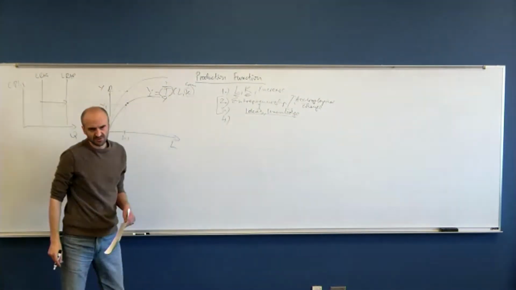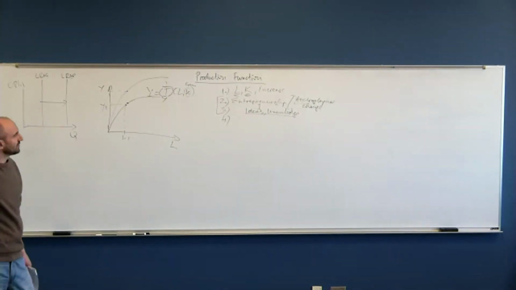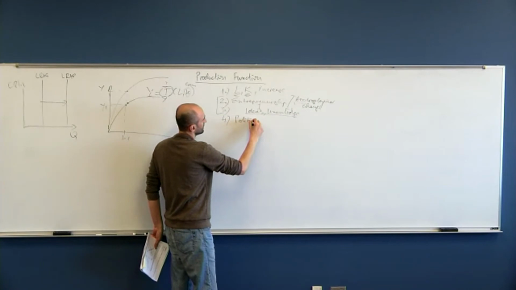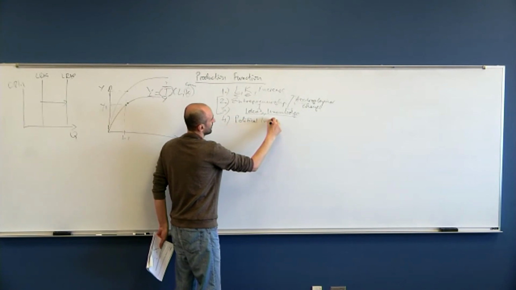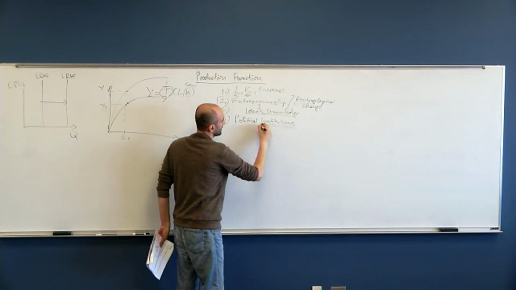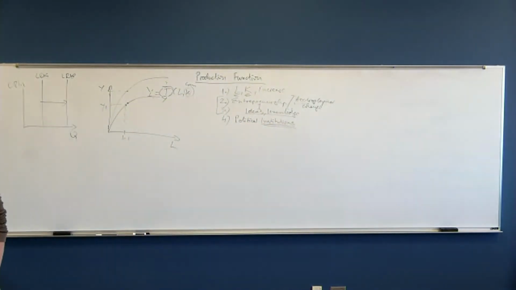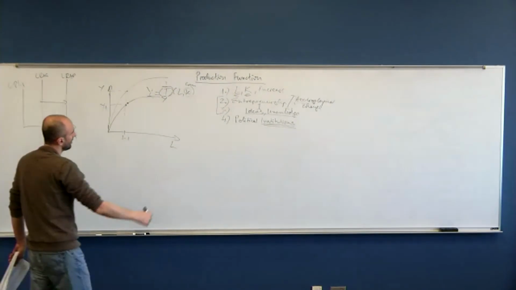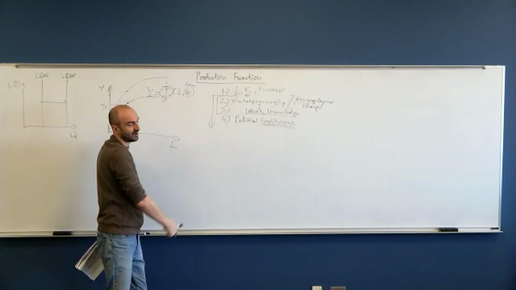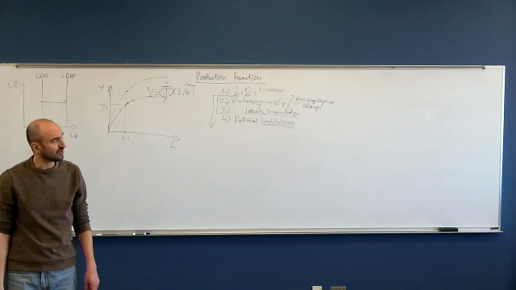And finally, we will explore, which is connected indirectly with the previous, the role of institutions. Political institutions. So institutions can affect productivity greatly. None of this, 2, 3, and 4, was included in the original models of economic growth.